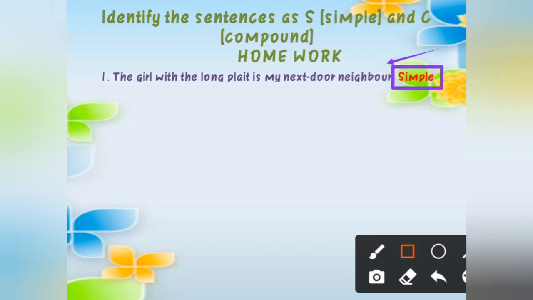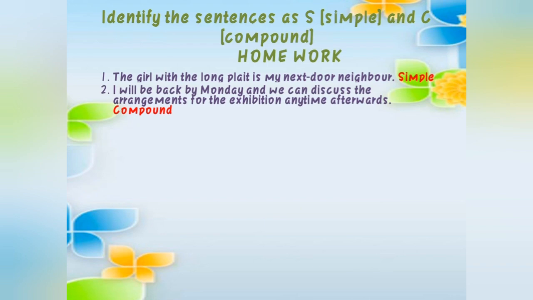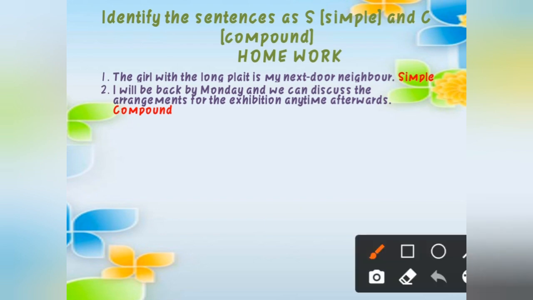Okay, the next one we have: I will be back by Monday and we can discuss the arrangements for the exhibition anytime afterwards. Now here we can see "and". So "I will be back by Monday" is a complete independent sentence one. Second sentence, "we can discuss the arrangements for the exhibition anytime afterwards." So you can see these two independent clauses are joined with this conjunction "and", and this is our coordinating conjunction. That's why this is our compound sentence.